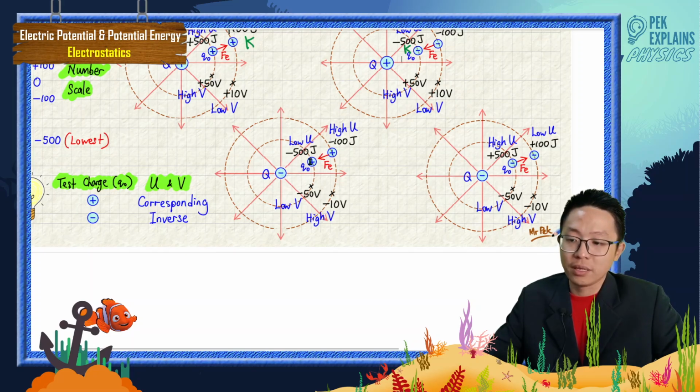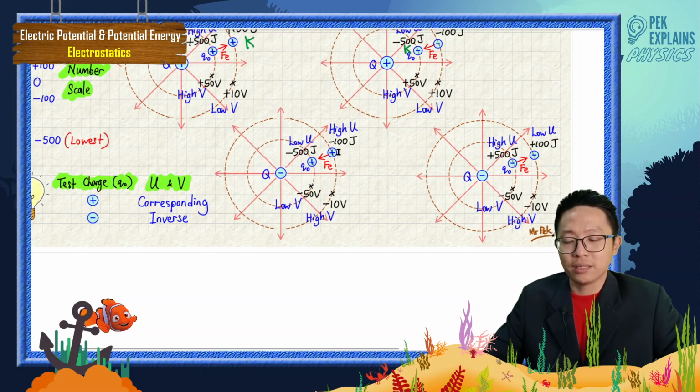The sign is opposite. When the sign is opposite, they have attractive force. When they have attractive force, then the test charge, when further away, has higher potential energy because of the attractive force. The test charge which is further away has higher potential energy.